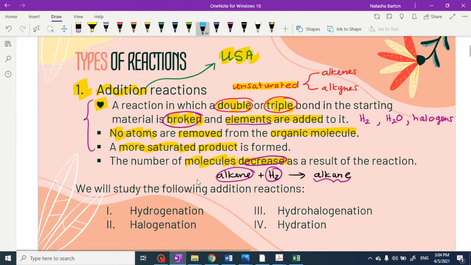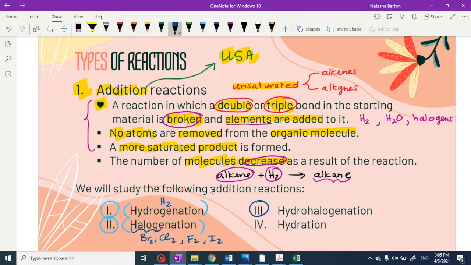We are going to study these four different types of addition reactions. Number one, hydrogenation. Number two, halogenation. From this you should sort of gauge that hydrogenation probably means we are adding H2. Halogenation probably means we are adding some type of halogen, such as bromine or chlorine or fluorine or iodine. We are adding these substances.